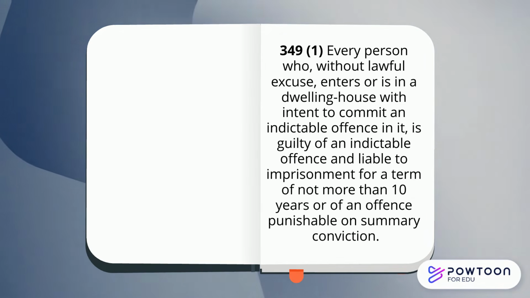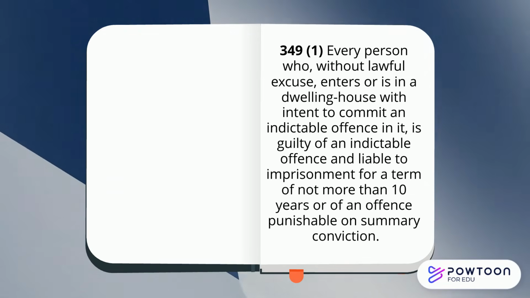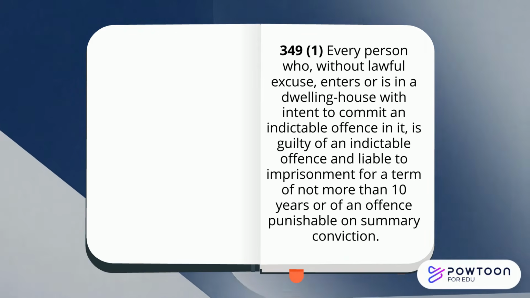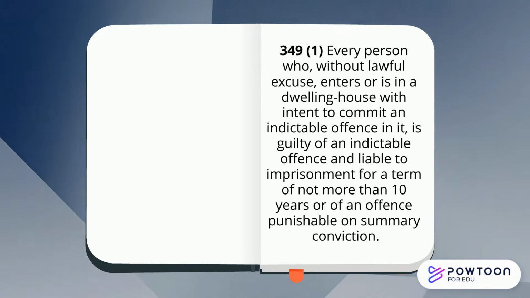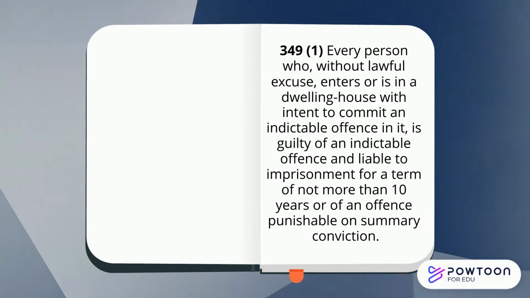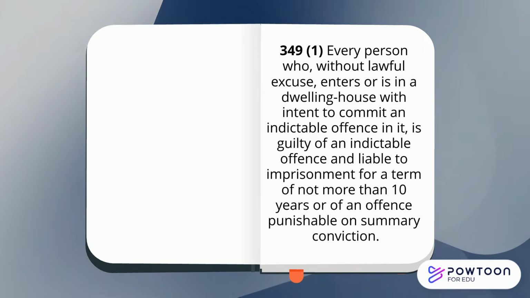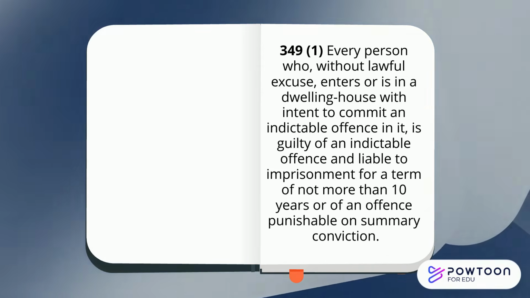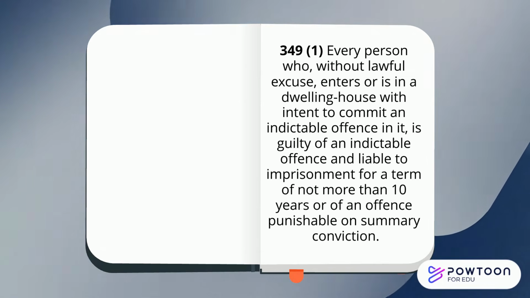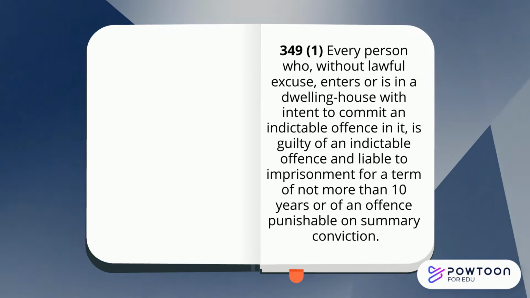Section 349(1) of the Criminal Code says every person who without lawful excuse enters or is in a dwelling house with intent to commit an indictable offense in it is guilty of an indictable offense and liable to imprisonment for a term of not more than 10 years, or of an offense punishable by summary conviction. What do you think? Which part of this offense do you think is substantive, and which part is procedural?